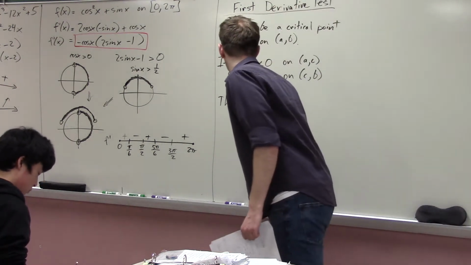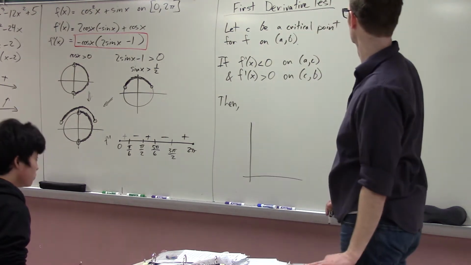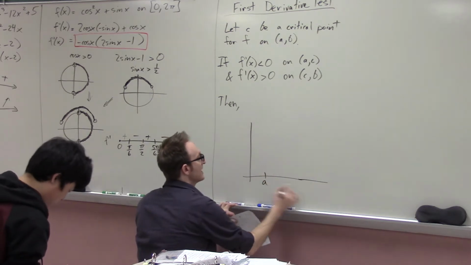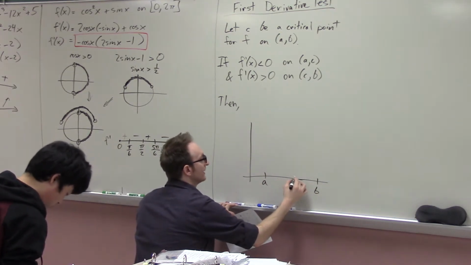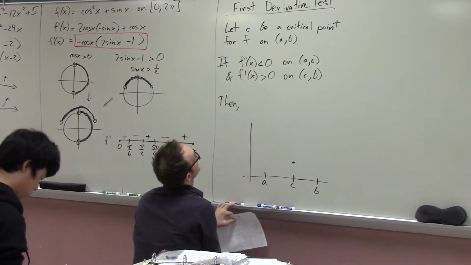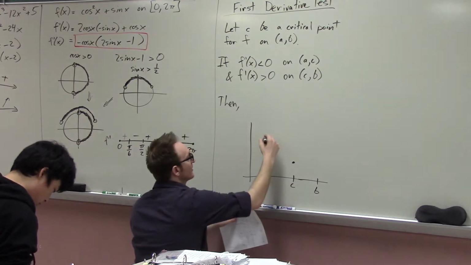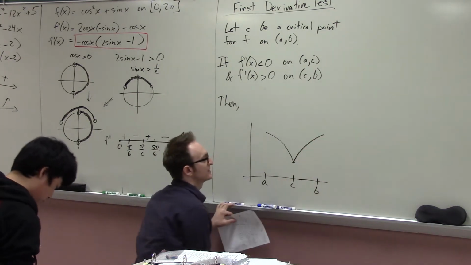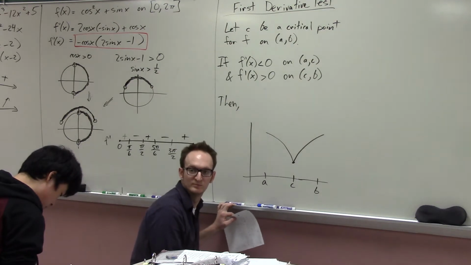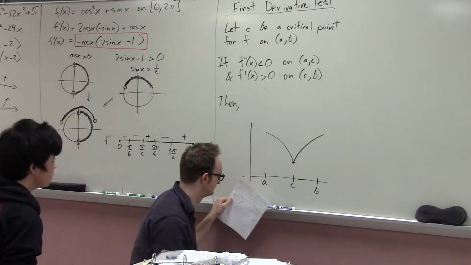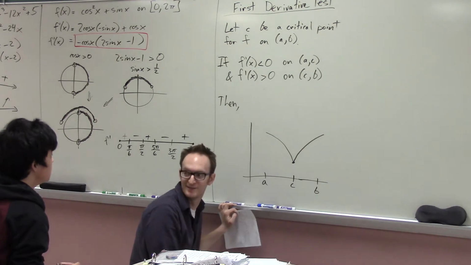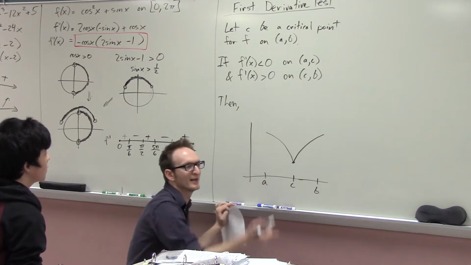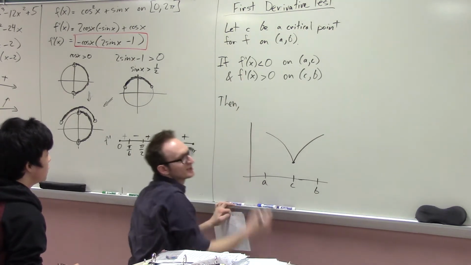Let's draw a picture. So here's A, here's B. At C, there's some kind of critical point. My derivative is negative on the interval AC, and my derivative is positive on the interval CB. What's happening at C? Good question. The derivative is 0, or does not exist, but I already told you that's a critical point, so that's not telling you anything new.